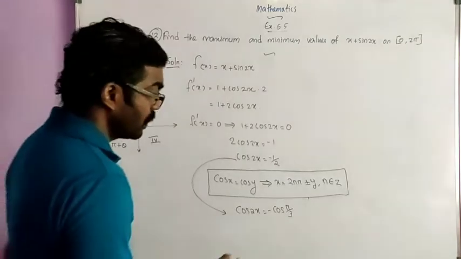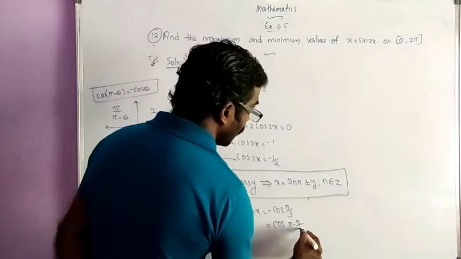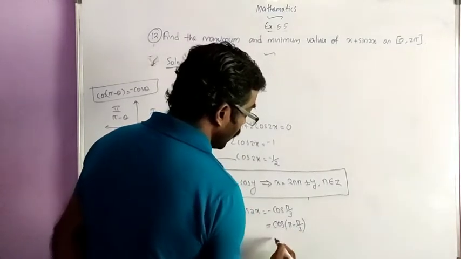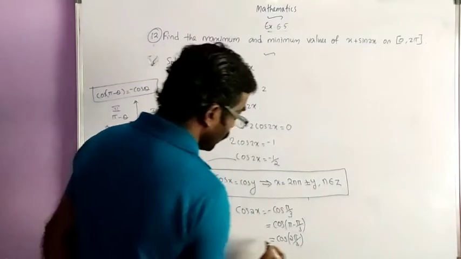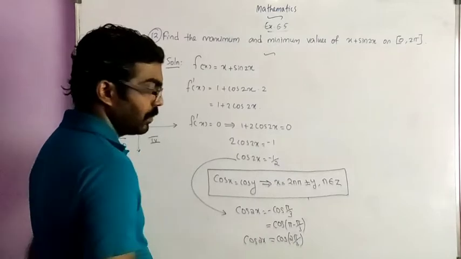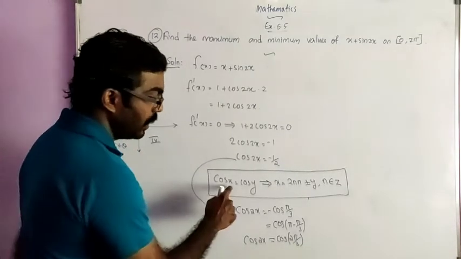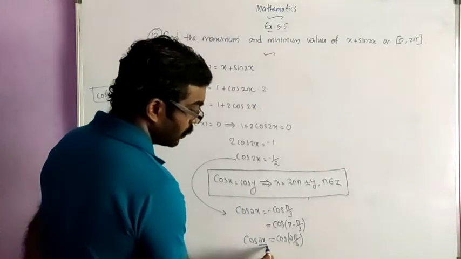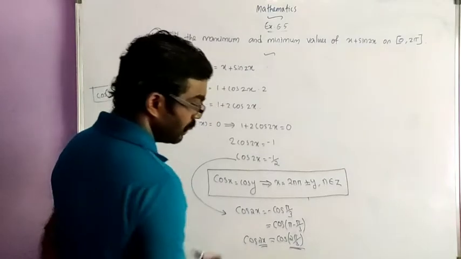Clear? So here I write cos of pi minus pi by 3. And what is pi minus pi by 3? It is equal to 2 pi by 3. Cos 2x is equal to cos 2 pi by 3. Now it is of the form cos x equal to cos y. Instead of x, here it is 2x, and in the place of y, it is 2 pi by 3.